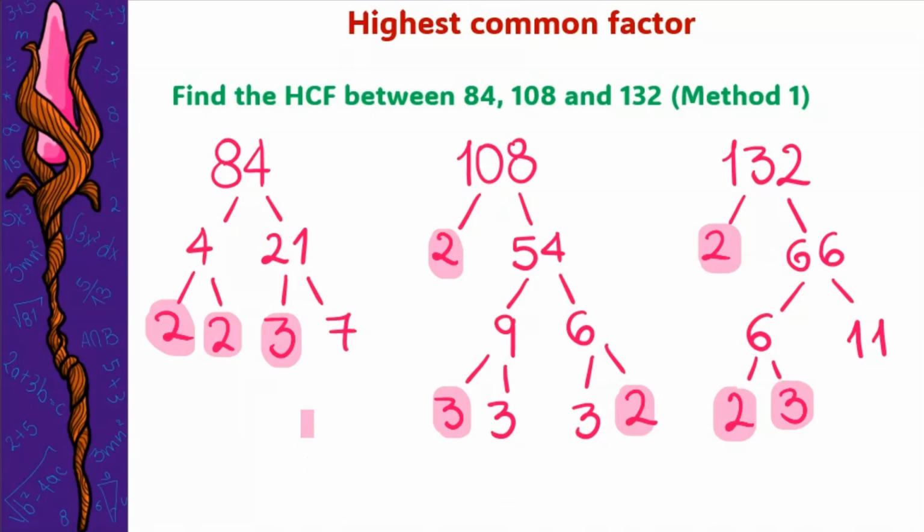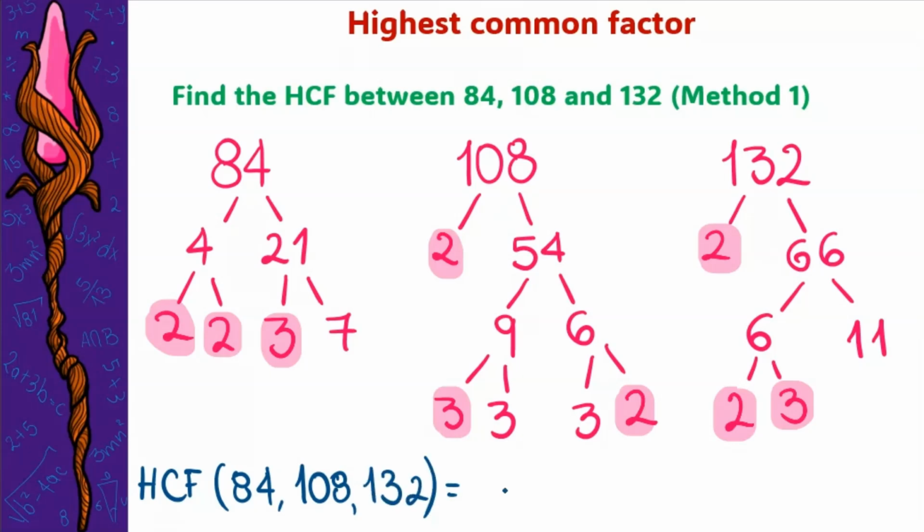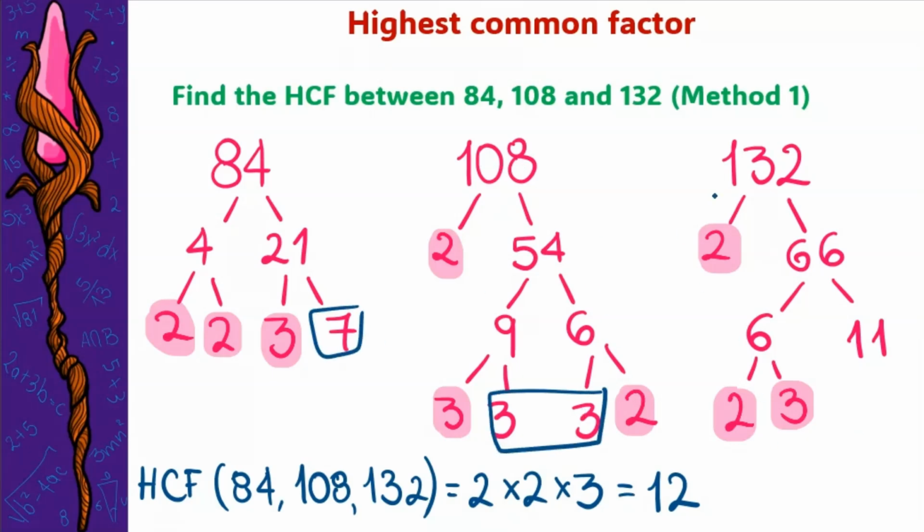And there's nothing else that repeats. So we would say the highest common factor between 84, 108, and 132 is equal to 2 times 2 times 3. Again, 2 times 2 is 4, times 3 is 12. It's also 12 for these ones. Again, 84 divided by 12 is 7, 108 divided by 12 is 9, and 132 divided by 12 is 11.